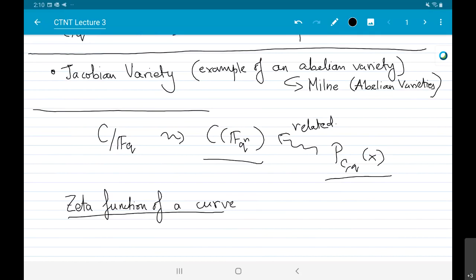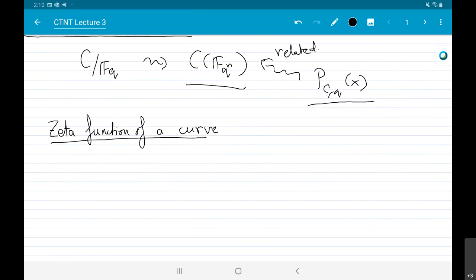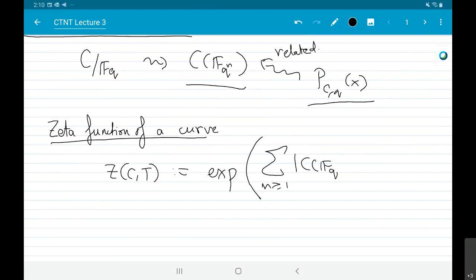And the way it's defined is it's a generating series. So it's defined as the following. You take Z_C(T) to be the exponential of the following sum, over n bigger than or equal to 1. You take the number of F_{q^n} points of C, within a generating series of this form, and take the exponential. Awesome. I'll let you stare at this for a moment.